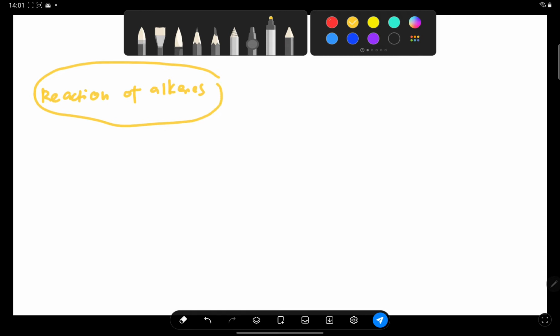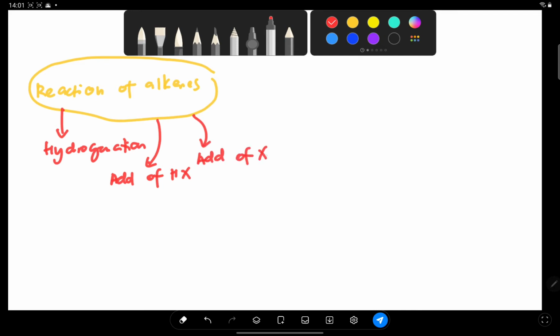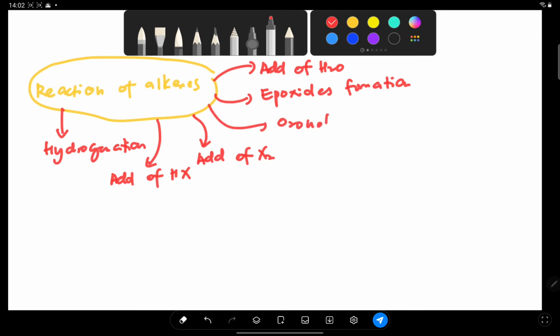So for this code, we cover about 2, 4, 6, 7 reactions of alkene, which are hydrogenation, addition of HX, addition of X2, addition of H2O, epoxide formation, ozonolysis, and the last one is hydroxylation.